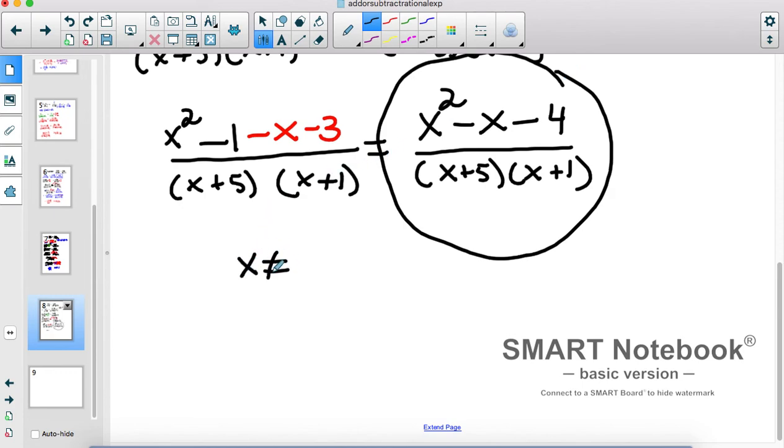And our restrictions are going to be x cannot be negative 5 from here, and then x cannot be negative 1 from here. Okay?